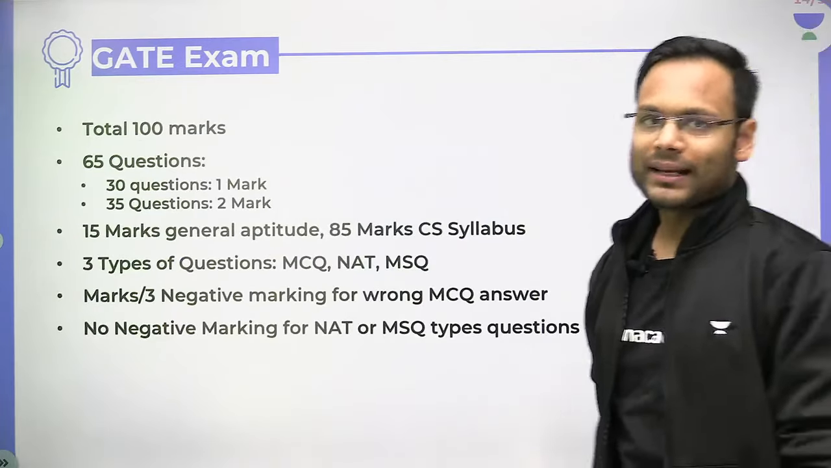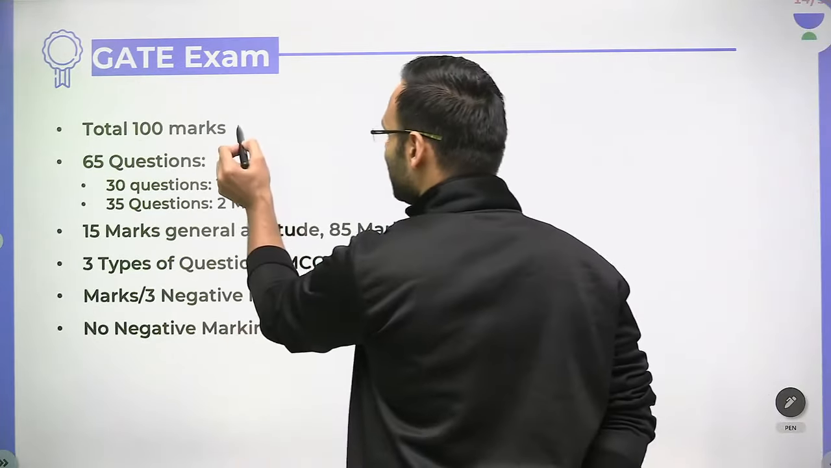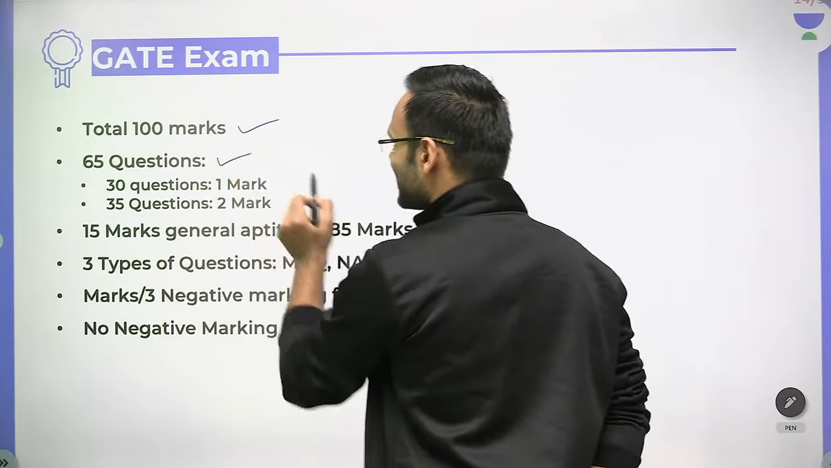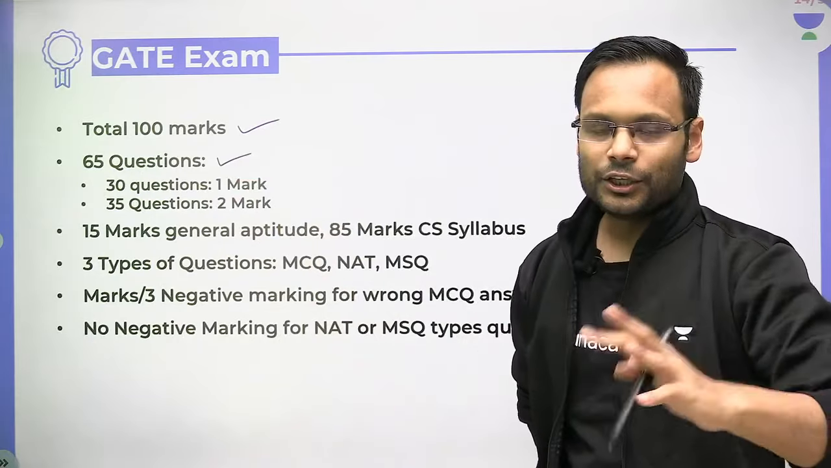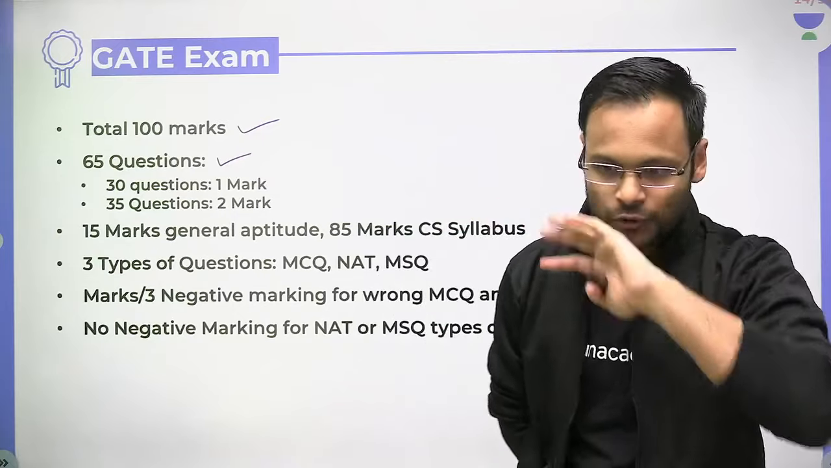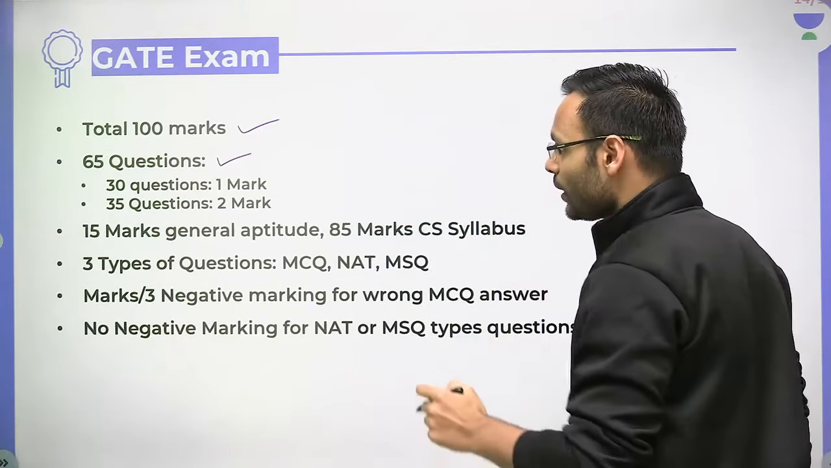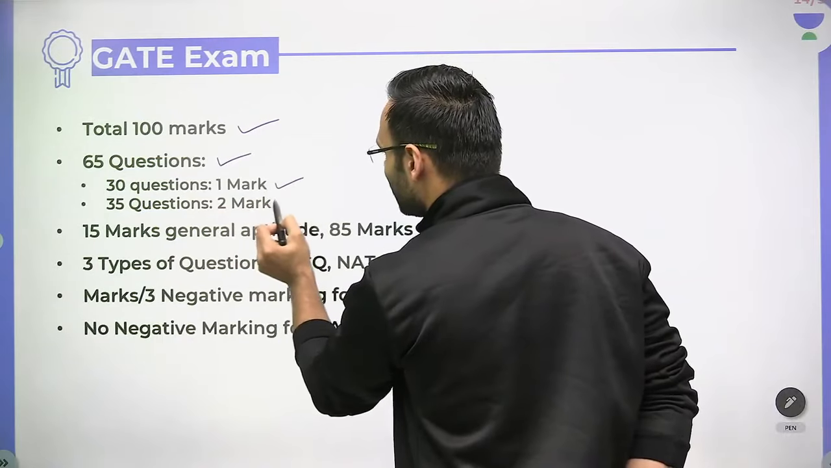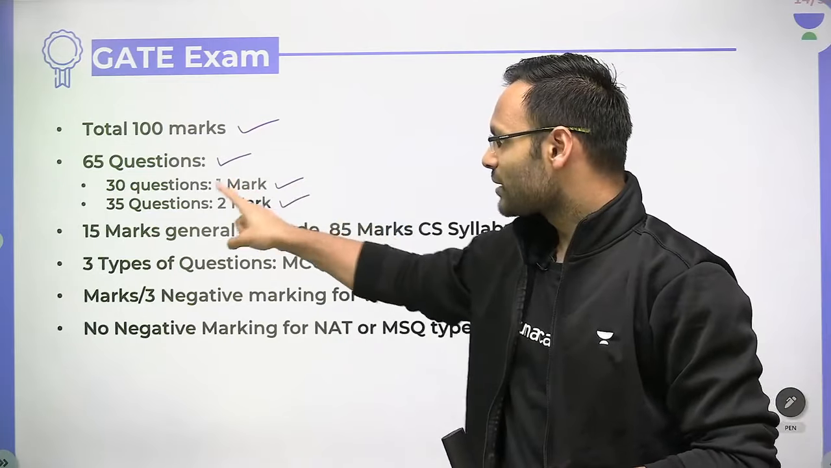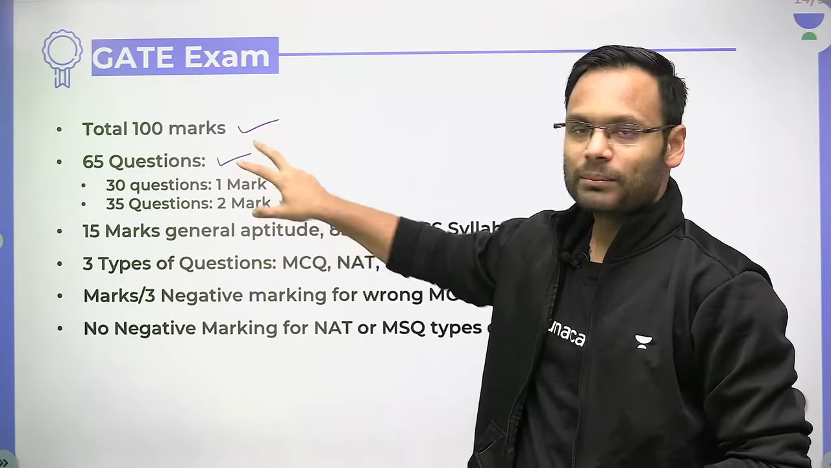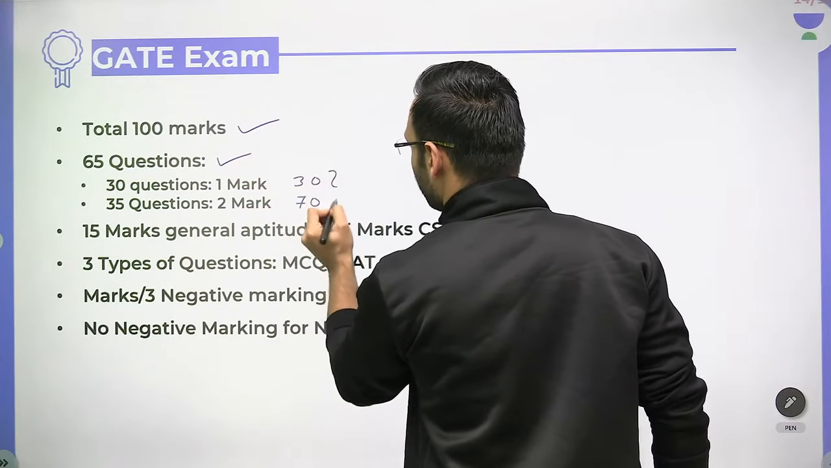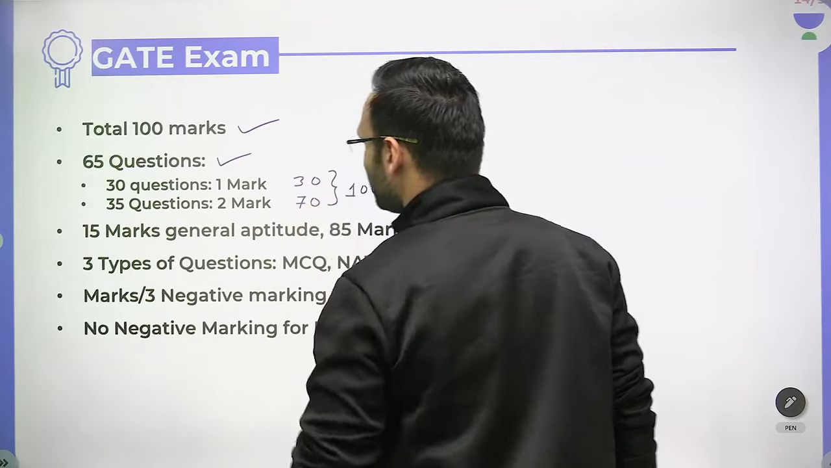Now let's talk about the marking system. We will have a total 100 marks paper. That paper will have 65 questions. That is the usual parameter they have been using for the last few years: 30 questions of 1 mark and 35 questions of 2 marks. So 30 questions of 1 mark, total 30 marks, and 35 questions of 2 marks, total 70. 70 plus 30, 100 marks paper total, 65 questions.